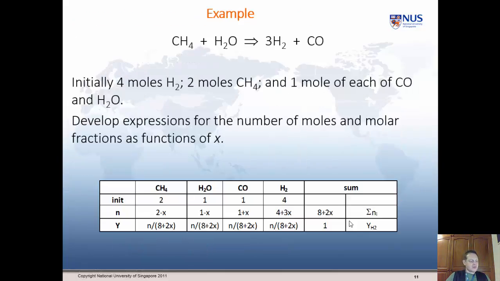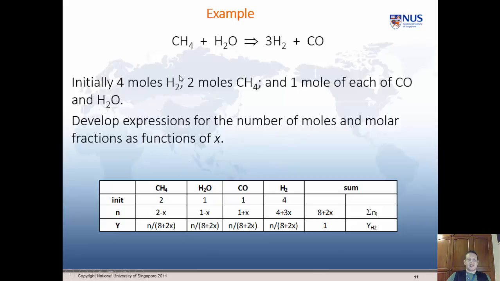Okay, so what I'd like to do now is just do a little exercise. We'll do an example first, where we actually are given the initial number of moles of the species. So this is a version of the water-gas reaction, which I think you'll recognise. And initially, we've got 4 moles of hydrogen, 2 of methane, 1 each of carbon monoxide and water. What I want us to do is develop expressions for the number of moles and the mole fractions as functions of x.